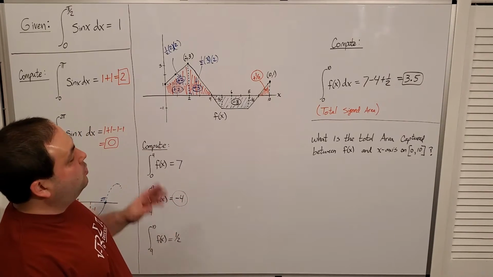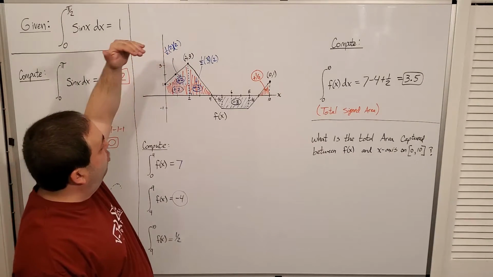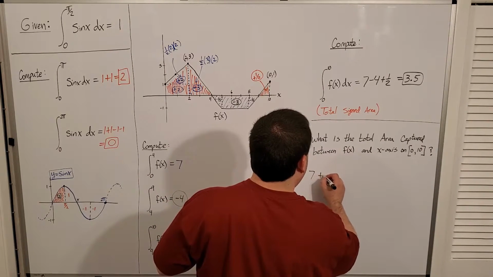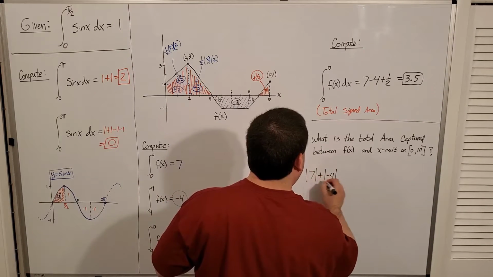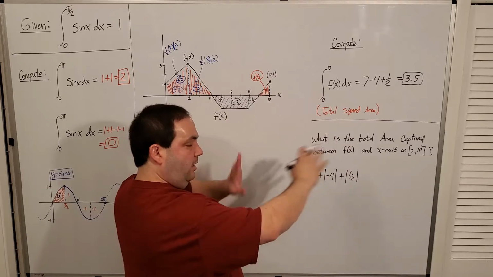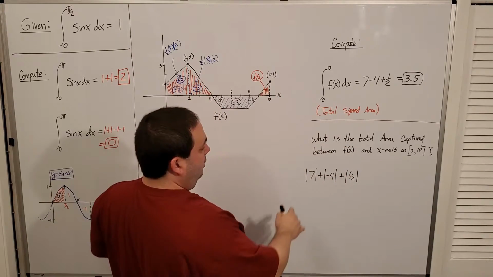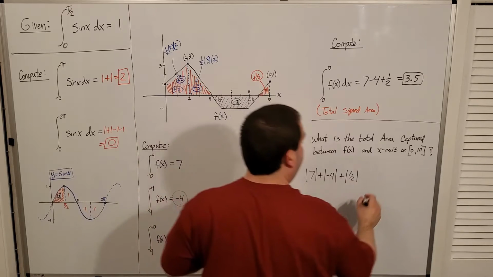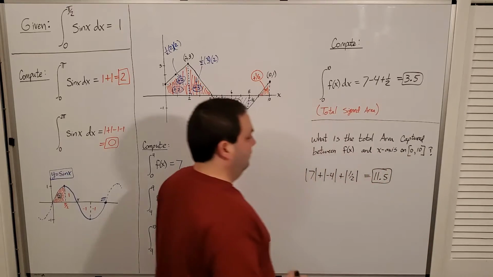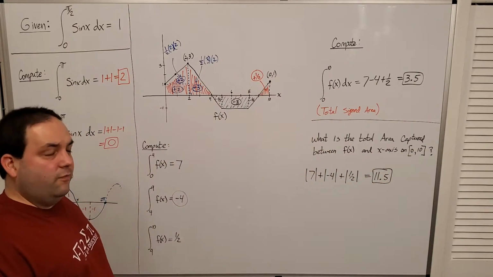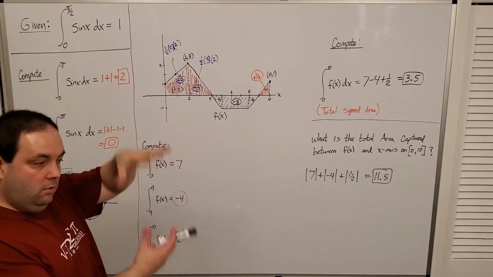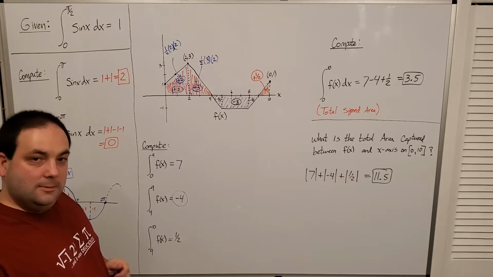But if the question says what is the total area trapped between the function and the x-axis, okay, that would be 7 plus the absolute value of negative, well, technically they would all be in absolute values, right? What you do is you take the absolute value of everything, all the different sections. We would get 7 plus 4 plus a half, which would give me 11.5. Okay? So you need to know the difference between just the blind adding total signed area and what is the area trapped between the curve and the x-axis.